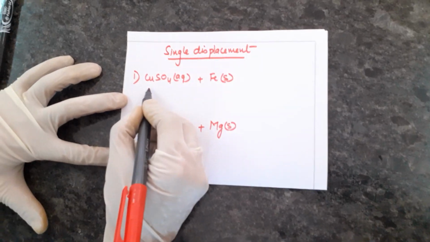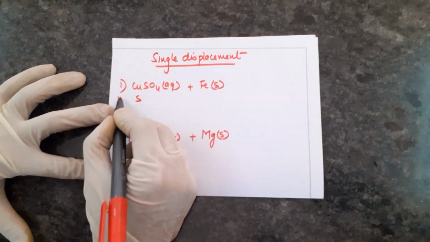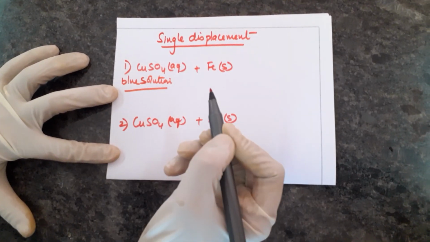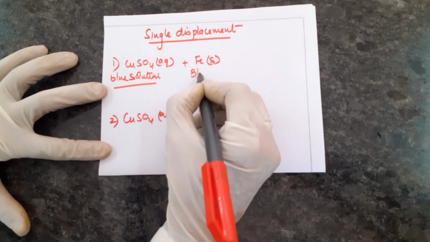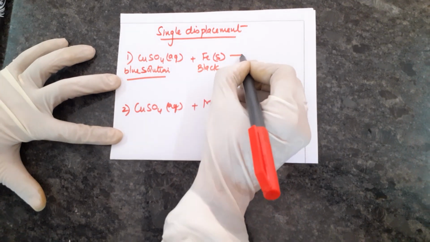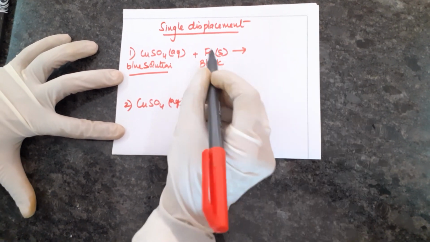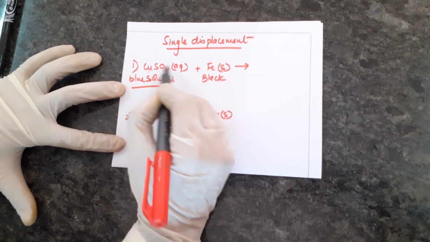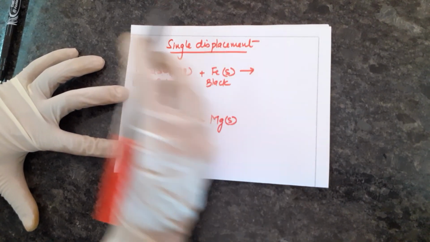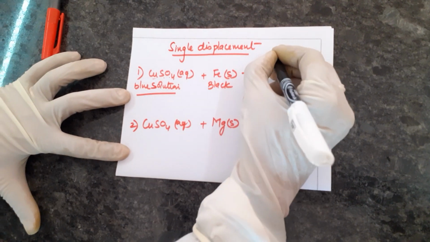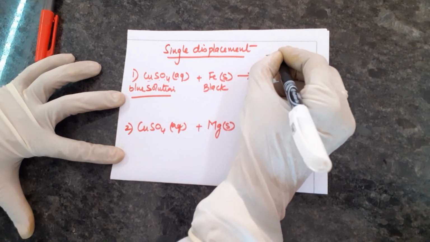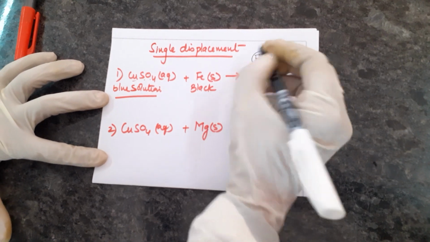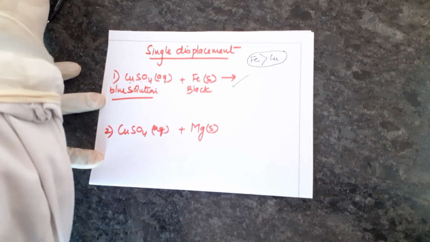Copper sulfate solution is a blue solution. Blue colored, copper sulfate is always a blue solution. Iron is a black colored solid and you will be adding it. Whether the reaction will happen or not is only dependent on iron. If iron is more reactive than copper, then the reaction would happen, otherwise it will not. From the reactivity series, you should know that iron comes above copper. That is why it is more reactive.